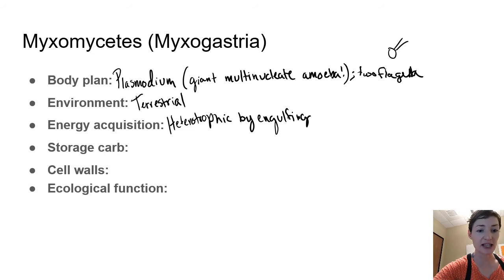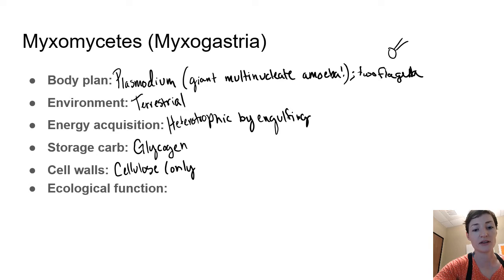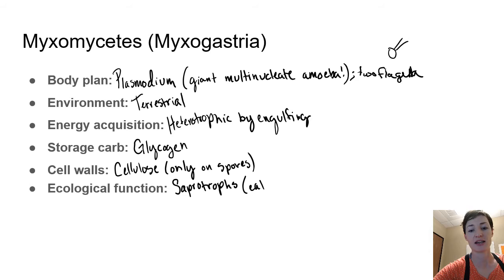Their storage carbohydrate is still glycogen. Their cell walls, when they're present, are made of cellulose, but they only have a cell wall on their spores. Ecological function, they are saprotrophs. They eat bacteria, which I suppose aren't actually dead, so they're consumers.